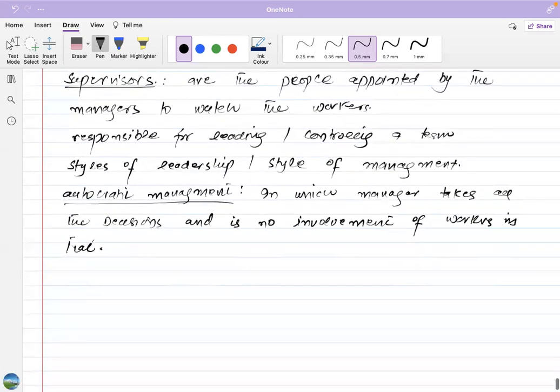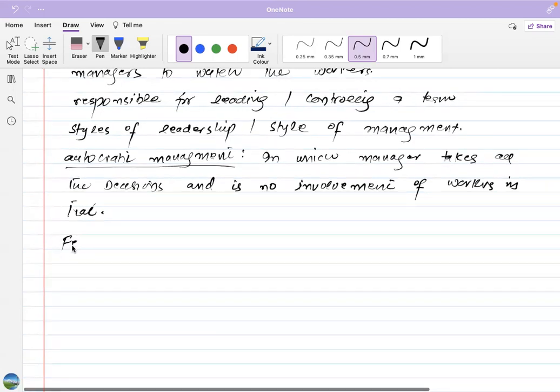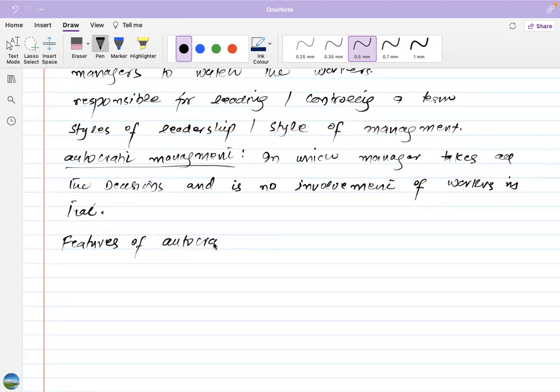Okay. We'll talk about the main features of the autocratic style, and we'll talk about the advantages and disadvantages of this autocratic style of leadership or management. Features of the autocratic style. First of all, we have studied the manager takes all the decisions.